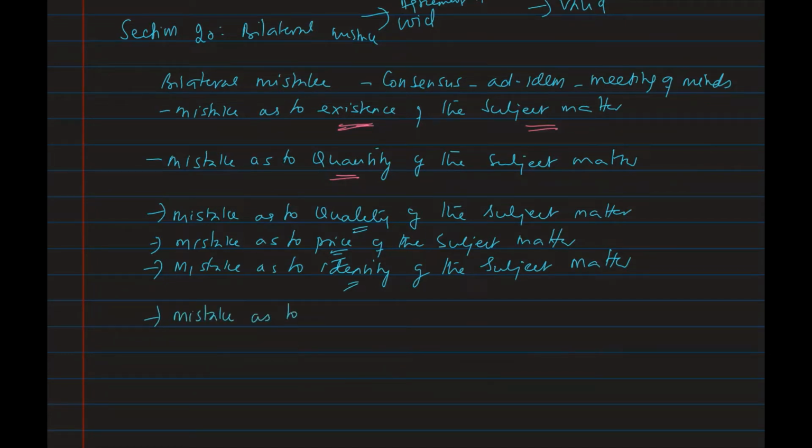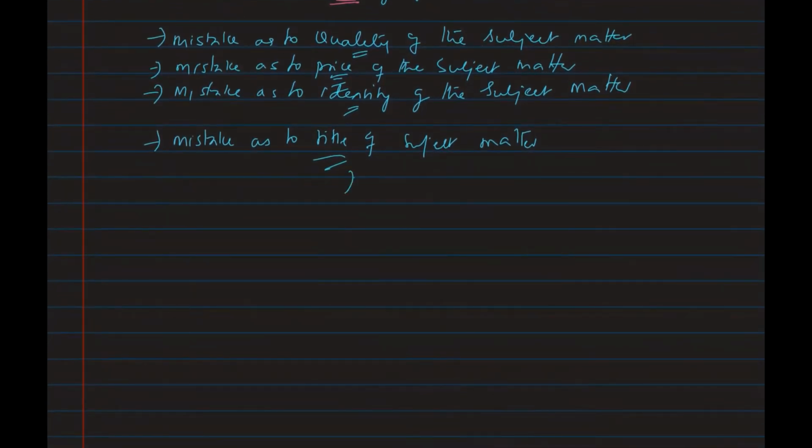Then mistake as to title of the subject matter. Title means ownership. Now A has actually bought a two-wheeler which is a stolen two-wheeler, and he is willing to sell it to B without knowing it's stolen, and B is also not aware that it's a stolen two-wheeler. So A is wanting to sell it to B and B is also willing to buy. So here A is actually not the owner. So title means ownership. When there is a mistake as to title of the subject matter and both parties are making a mistake, then the agreement is void.